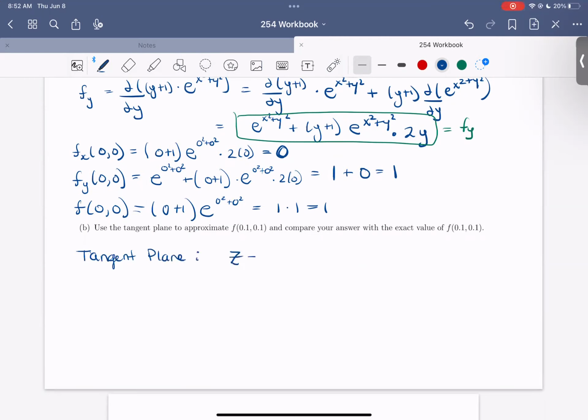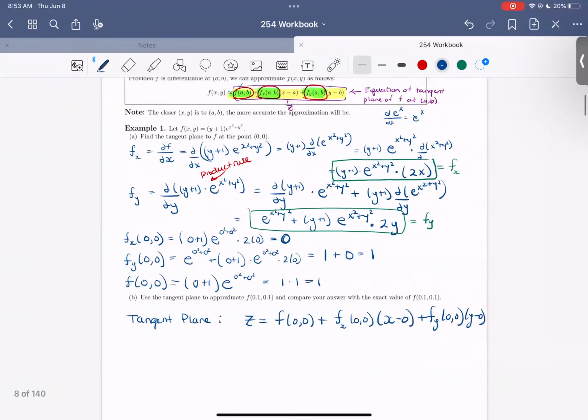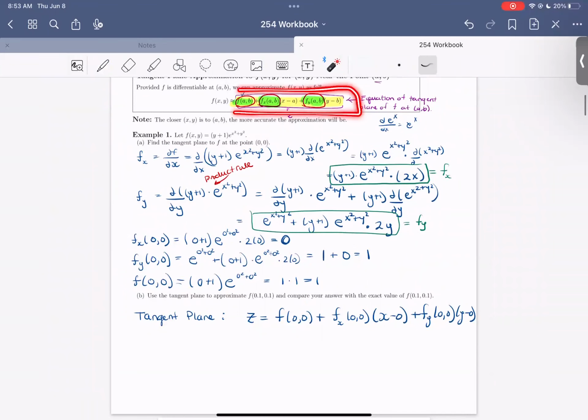So we're going to have z equals f of 0, 0. I'm going to write it out and just fill in the components. Times f sub x of 0, 0 times x minus 0 plus f sub y of 0, 0 times y minus 0. So notice I'm just filling in those components for the equation of the tangent plane.